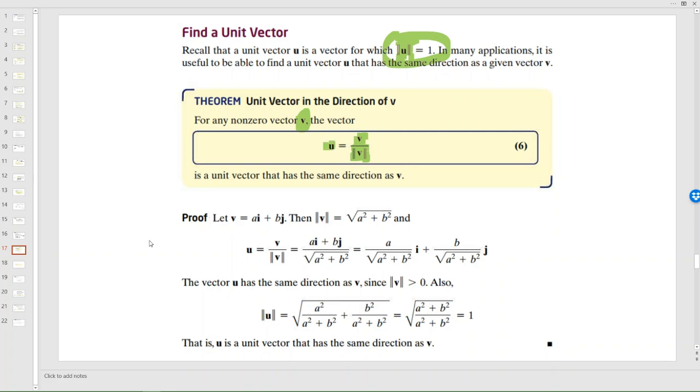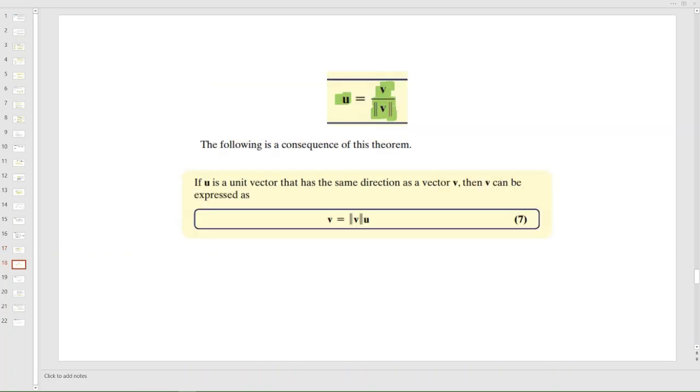Okay, there's a little proof down here. In the interest of time, we're going to move on. Okay, if we wanted to, we could capture back v. If I know that the unit vector in the direction of v is vector v over its magnitude, then of course if I multiplied both sides by the magnitude of vector v, I can see that this result holds, that vector v is its magnitude times the unit vector.